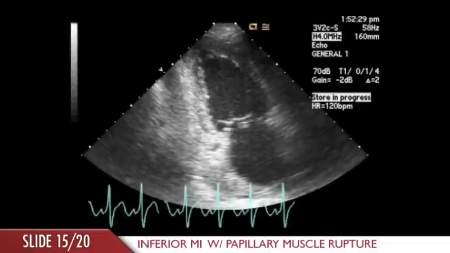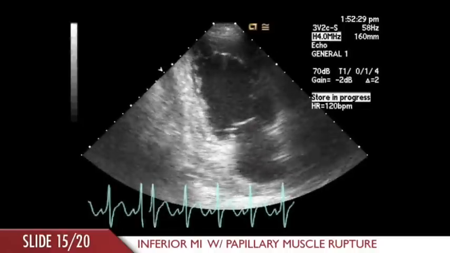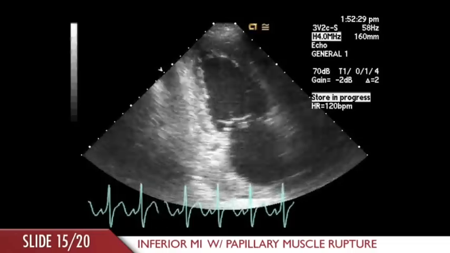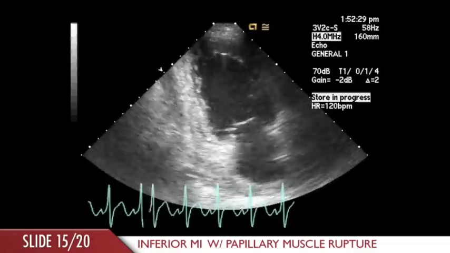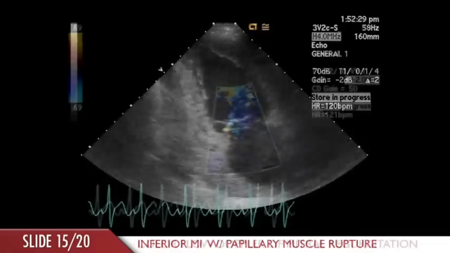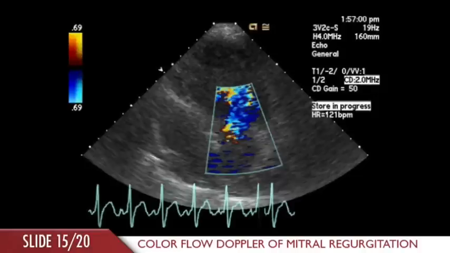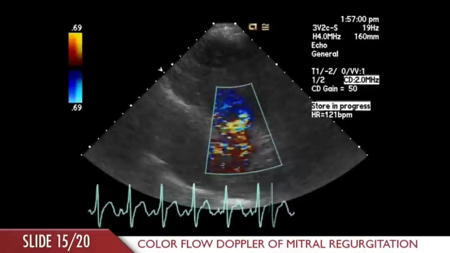This apical two-chamber view was recorded in a patient with an inferior myocardial infarction and a new loud holosystolic murmur. Note the vague echo density in the left atrium immediately behind the mitral leaflet, which is suspicious for a ruptured papillary muscle head. In the color Doppler image, note the highly disorganized mitral regurgitation jet.